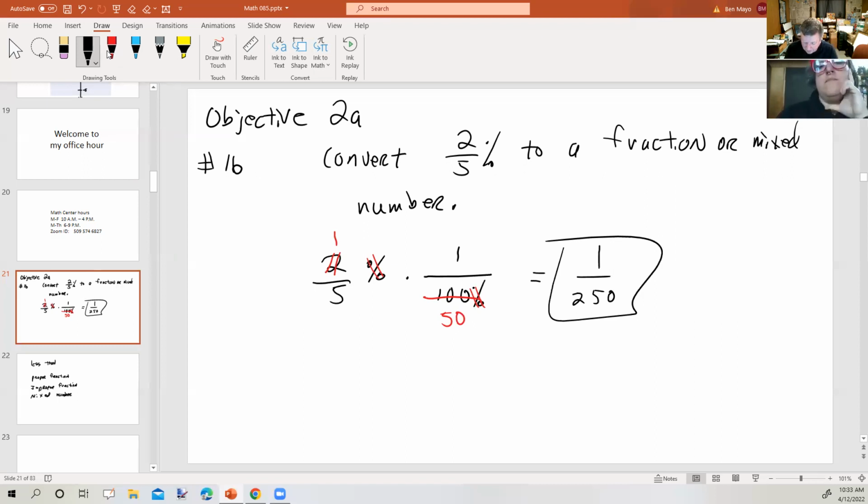Okay. Again, it's a fraction or a mixed number. Any questions about that particular problem? No, that was like total light bulb moment right there. Excellent. Whoa, that light bulb's so bright.